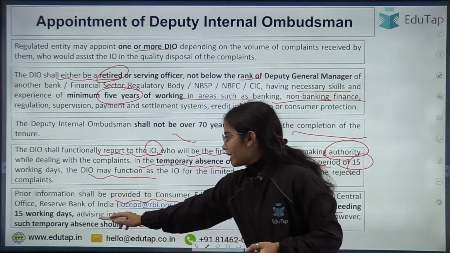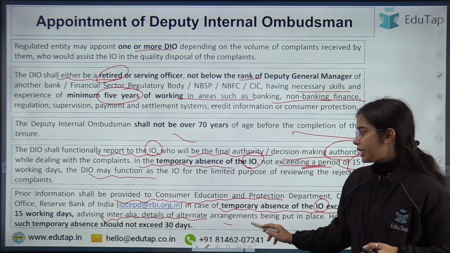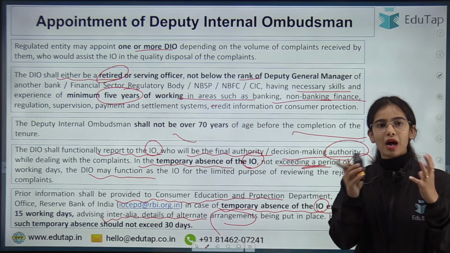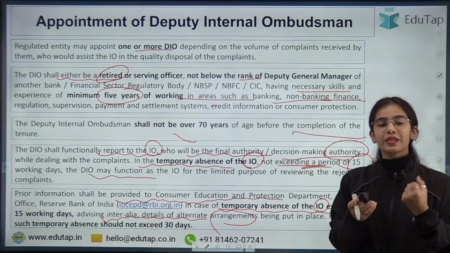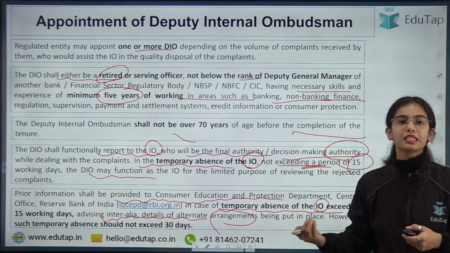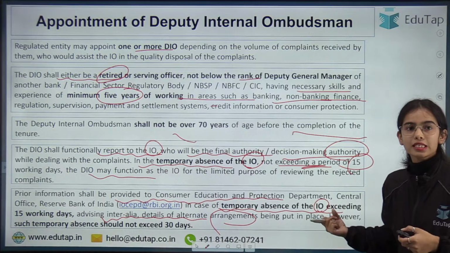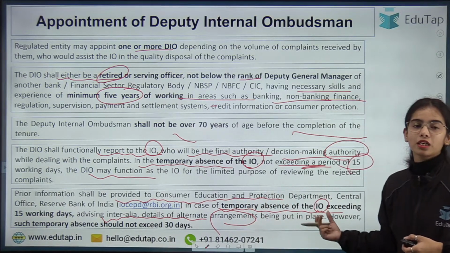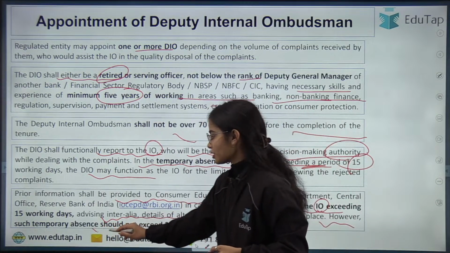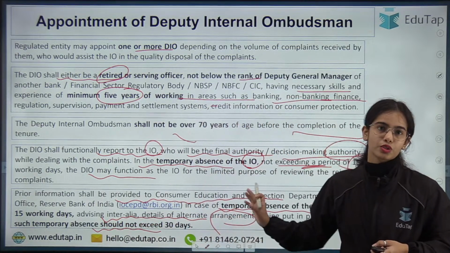Advising details of alternate arrangement. The bank or the non-bank system participant has to inform what the alternative arrangement is if the internal ombudsman is going for more than 15 days. So what is the alternative arrangement being put in place? However, such temporary arrangements should not exceed 30 days. So that is the idea.